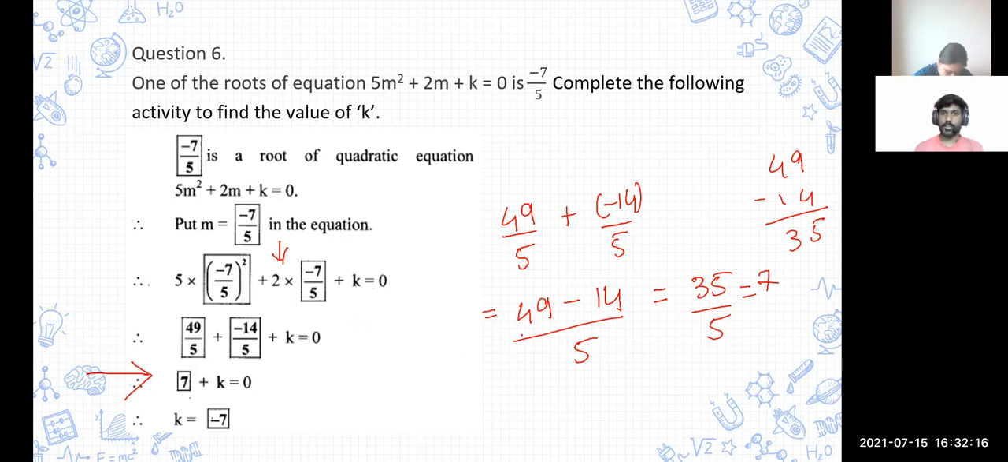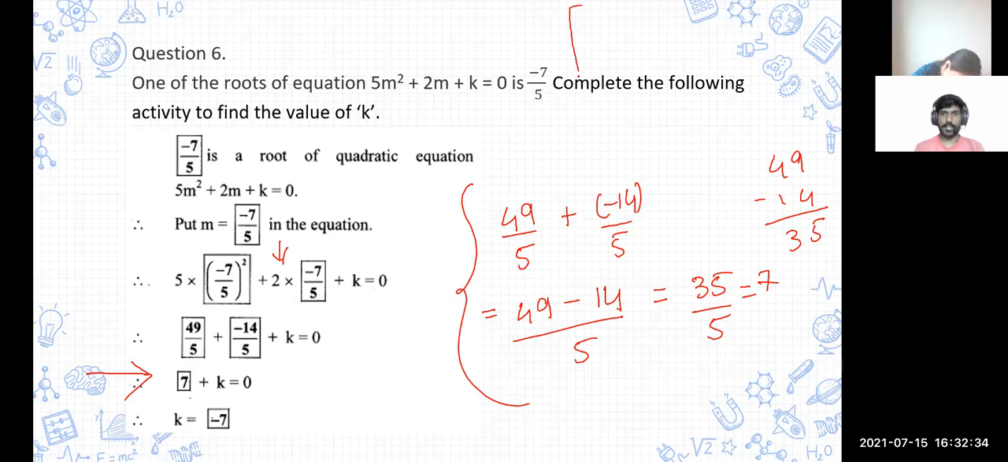Just write this working also somewhere rough, next to it only. Earlier working also, can you show me? The earlier one, how we got 49 upon 5.